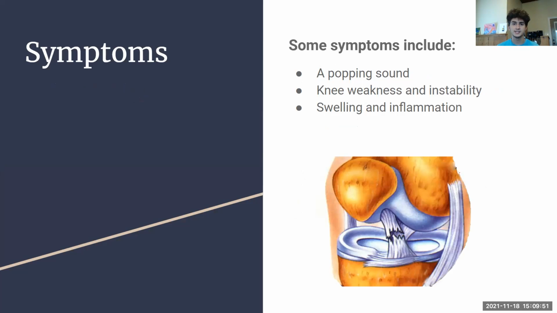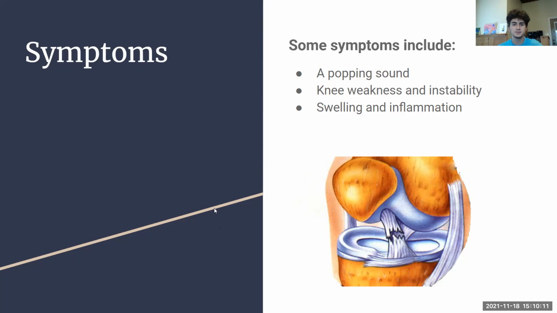This ACL is designed to keep your knee stable. So when it tears, it becomes very weak and your walking pattern, or your gait, becomes very unstable, wobbly, and weak. The next thing you're going to notice is a lot of swelling and inflammation in the knee due to all the blood rushing from the tear.